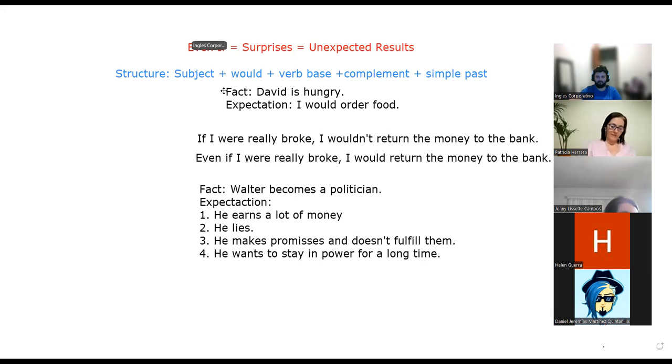Even if Walter becomes a politician, he wouldn't lie. Very good. Just remember something. It's second conditional, right? So we need the structure of a second conditional, and that is simple past. You said even if Walter becomes, that is the structure for a first conditional. Became. All right, say it one more time, please. Even if Walter became a politician, he wouldn't lie. He wouldn't, not couldn't, wouldn't. Very good.